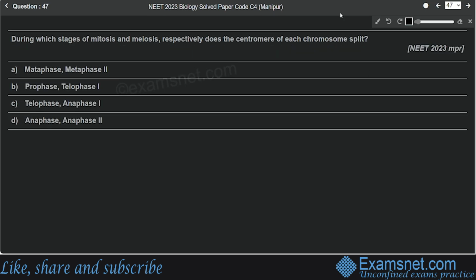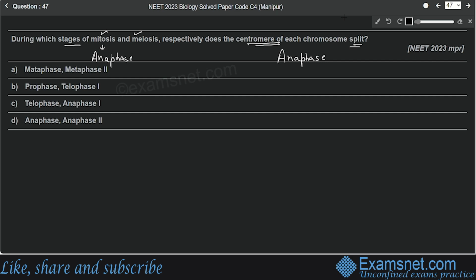Question number 47 is from the chapter Cell Cycle and Cell Division, and the question is, during which stages of mitosis and meiosis respectively does the centromere of each chromosome split? So we know that the splitting of centromere takes place during the anaphase of both mitosis and meiosis. Now we know that in case of mitosis there is only one anaphase. So the centromere splitting will take place during this anaphase in case of mitosis.